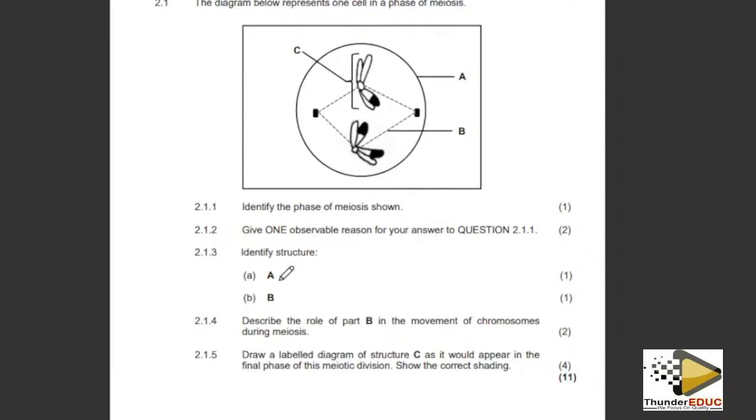They are asking, what is A? We have seen it. What is B? We have seen it. Give one observable reason for your answer. Chromosomes align along the equator singly, individually. If you don't say singly or individually, you get 0. It must have that word, individually or singly. Chromosomes align along the equator, 1 mark, singly. What about: describe the role of B in the movement of these chromosomes during meiosis. B is the spindle fibers. They pull the chromatids to opposite poles. They try to shorten, and when they shorten, they pull the chromatids to opposite poles.